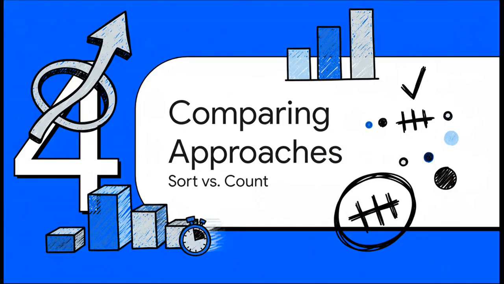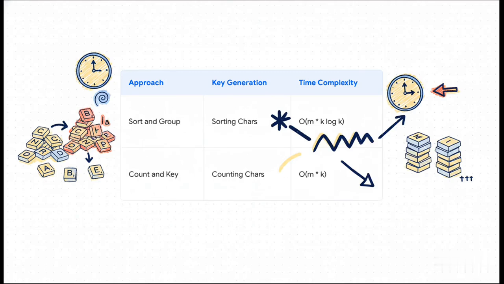All right, so now we have two really solid strategies, one that sorts and one that counts. Let's put them side by side for a second and see how they really stack up, especially when we start thinking about performance. Okay, this table really tells the story. For the sort and group method, the time complexity is O of m times k log k, where m is how many strings we have and k is how long they are. But now look at count and key. It's just O of m times k. It's missing that log k part.